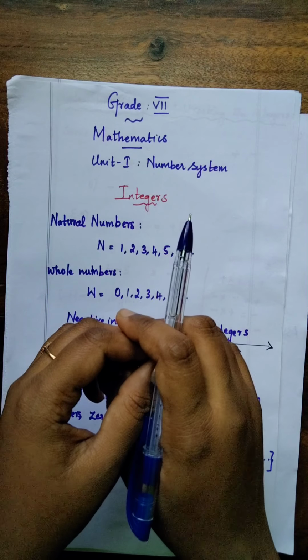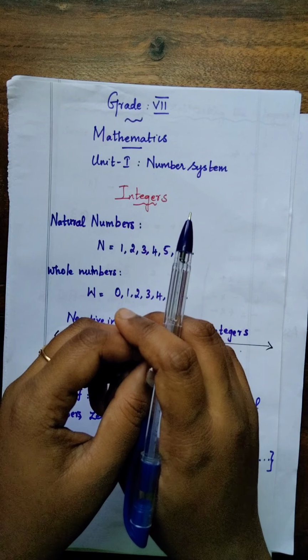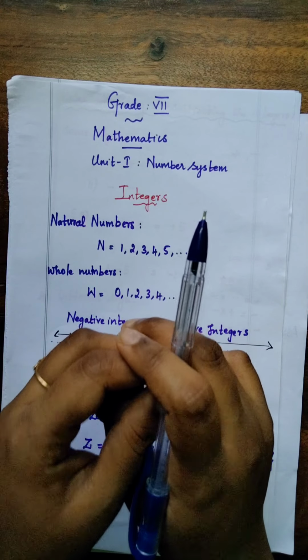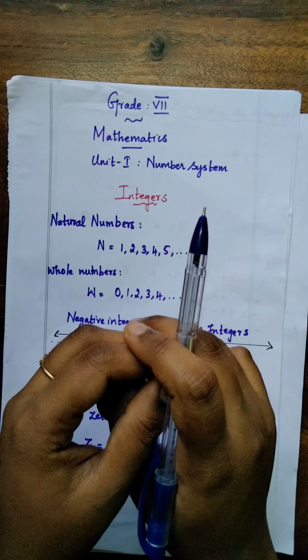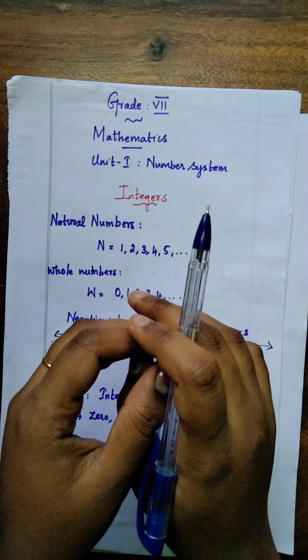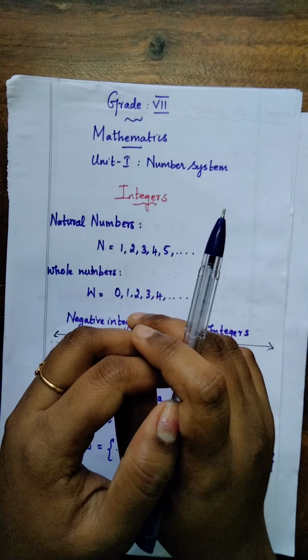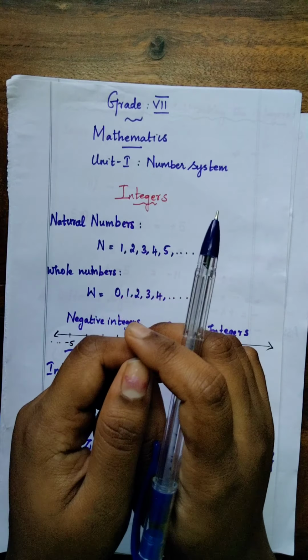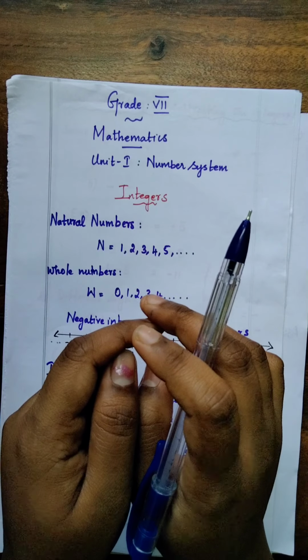By the way, we have completed our first unit, first chapter, which is integers. You're having the midterm exam, right? So this is the revision for the midterm exam. Today we are going to revise properties of addition and properties of subtraction. Make use of it.